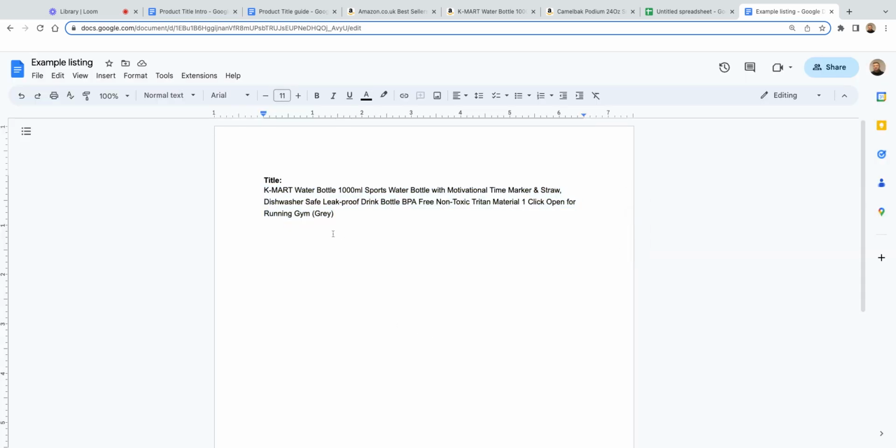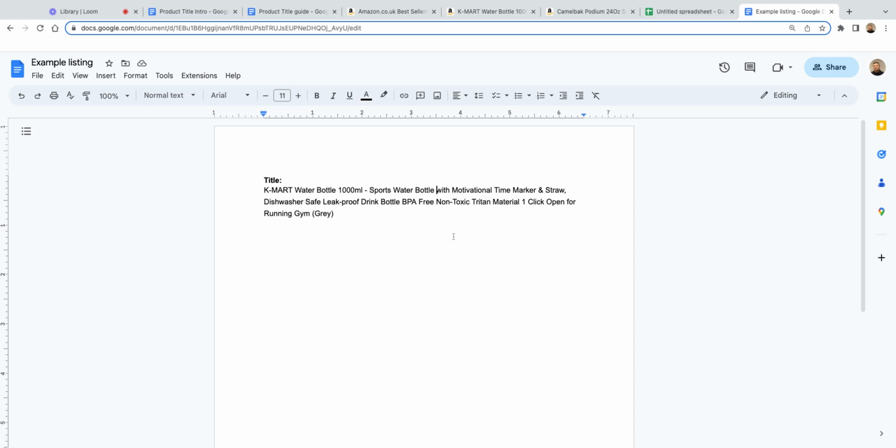And they've used a lot of different terms here. So they've started off with the brand name, followed by the model number. So you can say Kmart water bottle 100ml. So there's one example, okay? Here's a different way that you could lay this out. Let's see how many different search terms that we could find that are relevant to this.